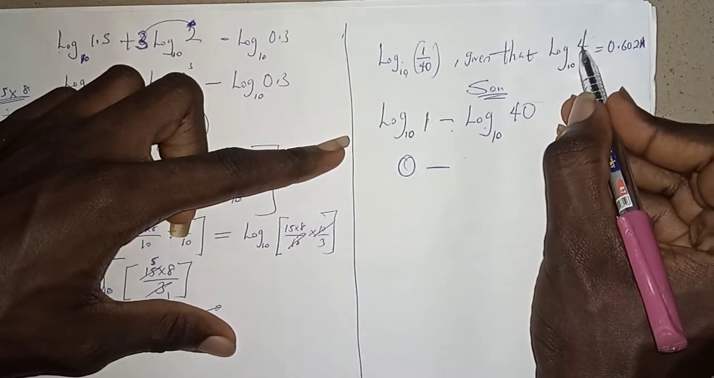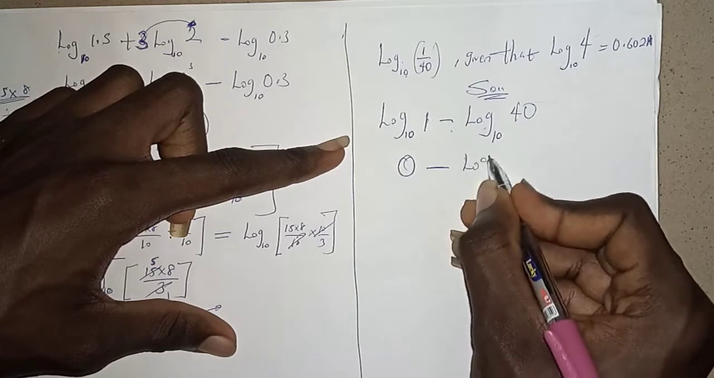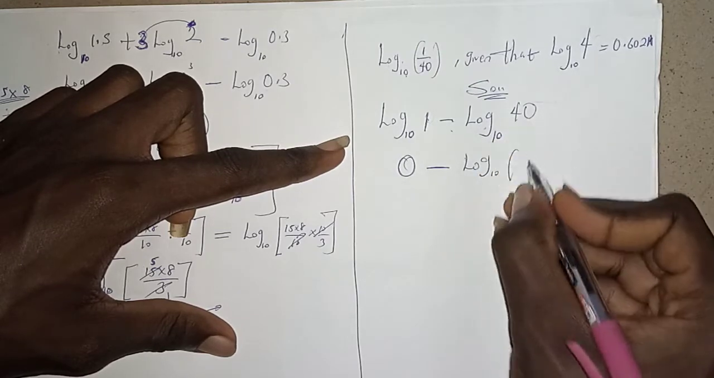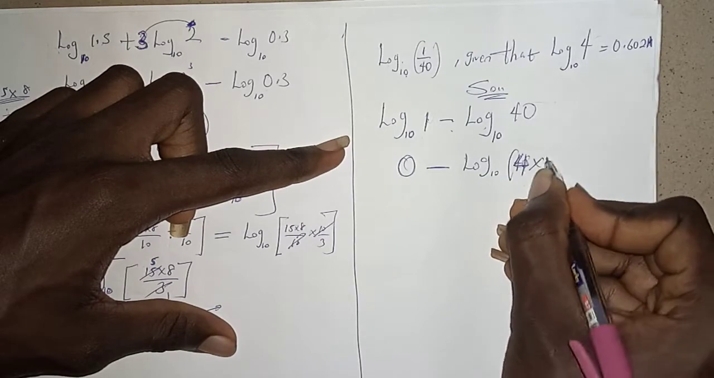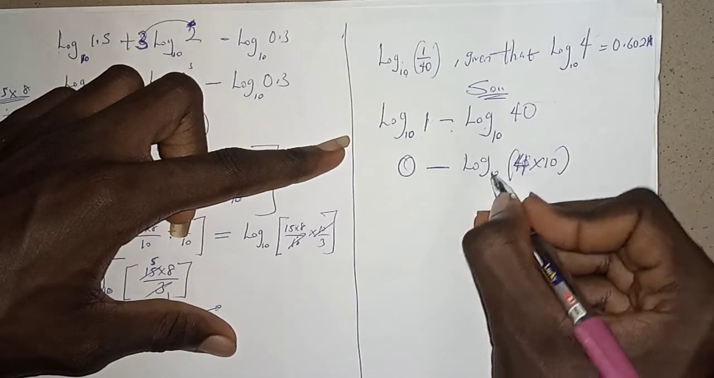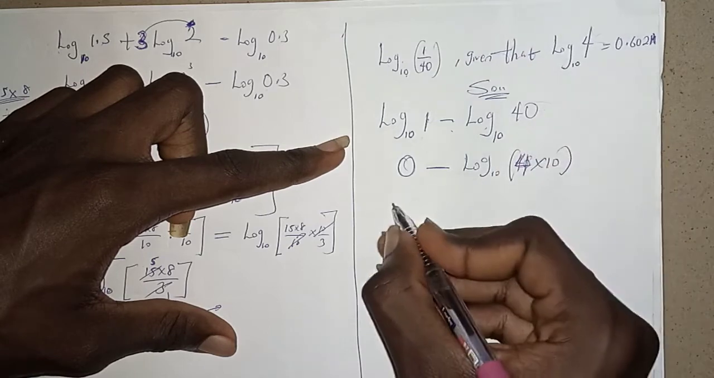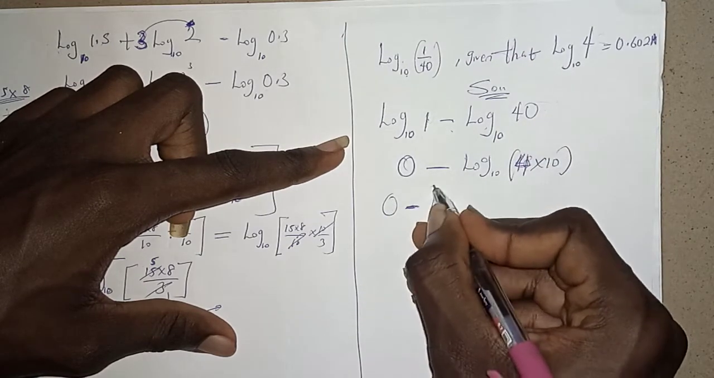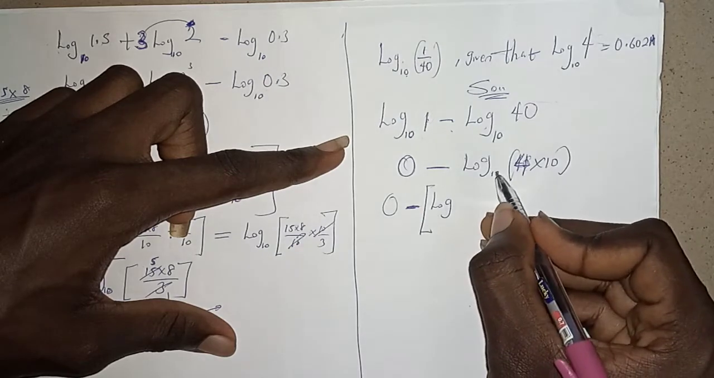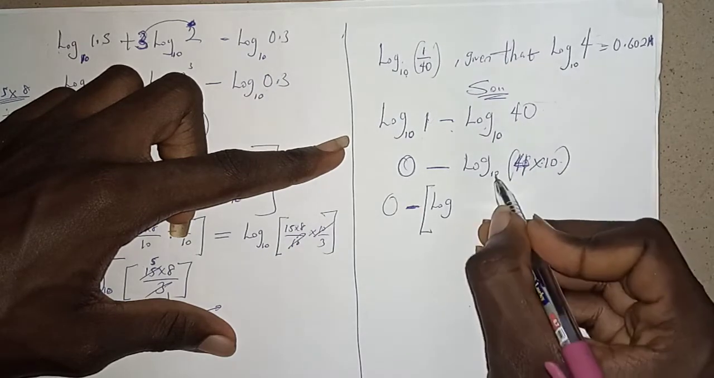I really have logarithm of 4, but I don't have 40. So this is what I'm going to do. This 40, I will break it down to 4 times 10, such that I can easily see log 4 to base 10 as what it is given here. So I have 0 minus logarithm. Mind you, there's a negative sign here, so put this in a bracket. So whatever I want to work for now is logarithm of 4 times 10 to base 10.